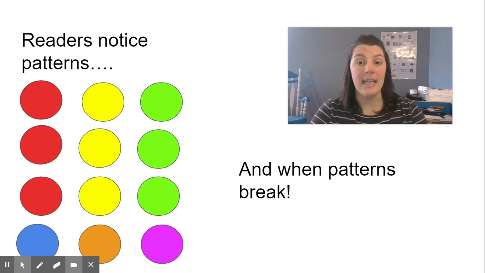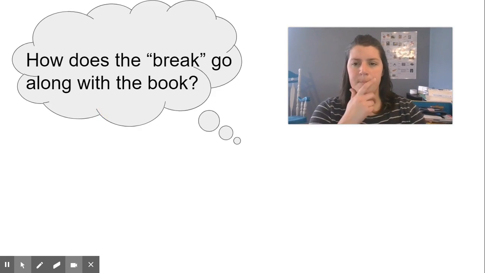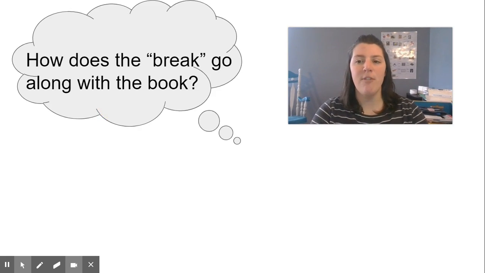When I'm reading, I can think about how that break goes along with the book. Now, my sentences before were all about fruits. I like apples. I like bananas. I like grapes. And then when the pattern broke, we love fruit. It went along with those sentences because it kind of talked about all the things that I liked, fruit.